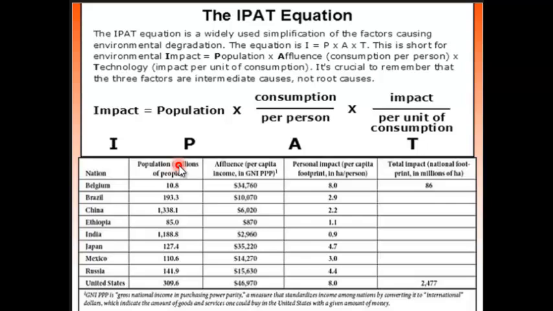Here's an example of something I pulled out of a journal where they actually compared countries using the IPAT equation. So they looked at the population of countries, their affluence, their impact. And their impact was, look, here's their footprint right here, their personal impact. So it's just one example.